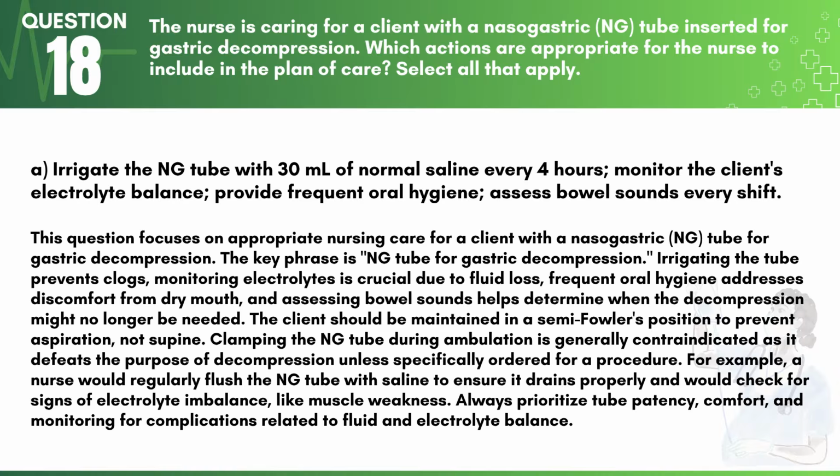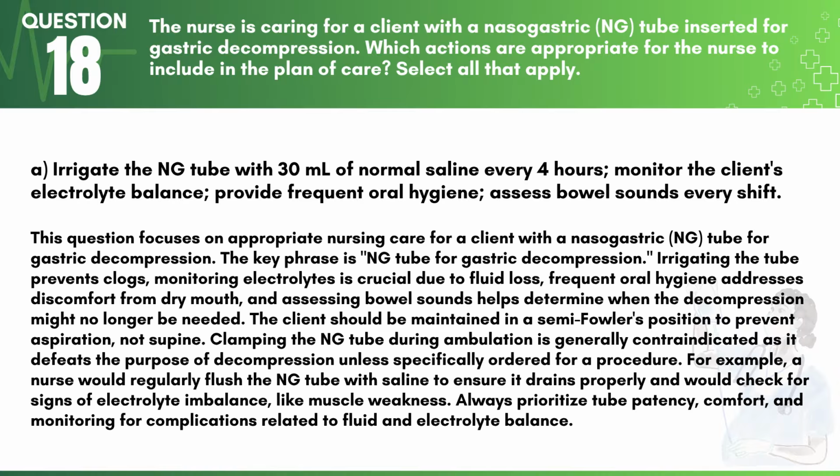Irrigating the tube prevents clogs. Monitoring electrolytes is crucial due to fluid loss. Frequent oral hygiene addresses discomfort from dry mouth, and assessing bowel sounds helps determine when the decompression might no longer be needed. The client should be maintained in a semi-Fowler's position to prevent aspiration, not supine. Clamping the NG tube during ambulation is generally contraindicated as it defeats the purpose of decompression unless specifically ordered for a procedure.